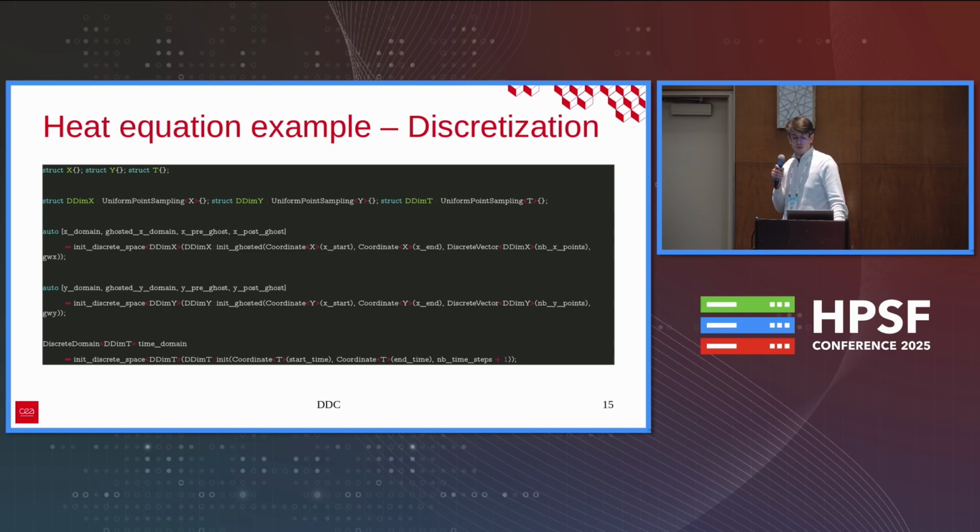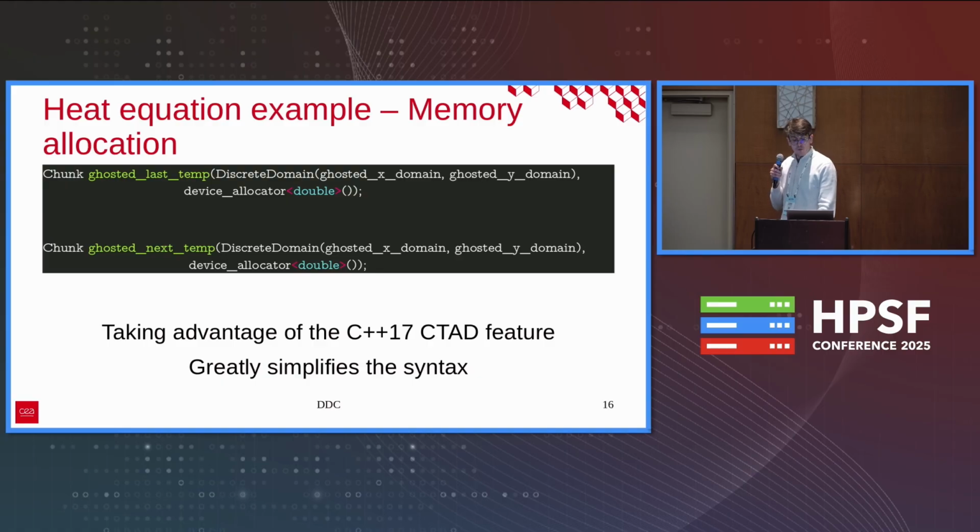Then there is a phase of initialization that will initialize the immutable attributes, like the coordinates of points, and give us back some discrete domain that is the list of points that we will be working on. We have some memory allocation, so we associate data, the temperature field, to the points in the mesh. So we are using chunk, and we pass the discrete domain that we just got from the initialization, and an allocator to specify that we want to work on the device.